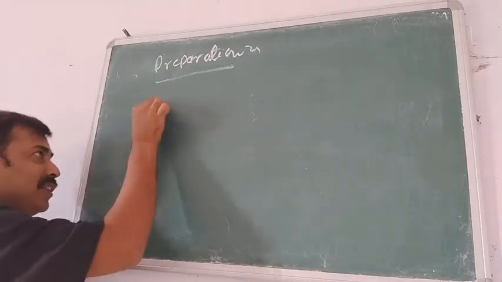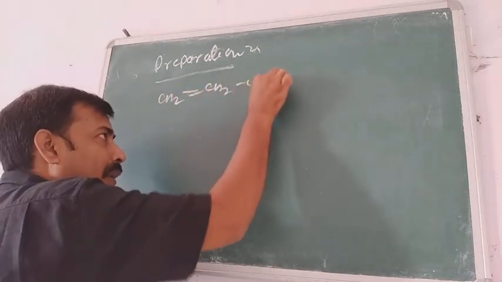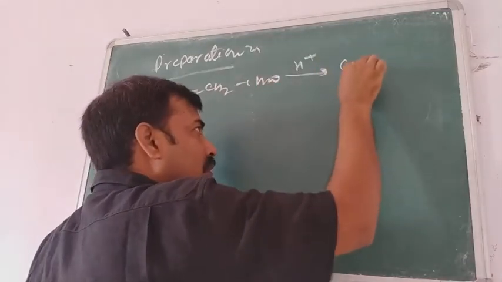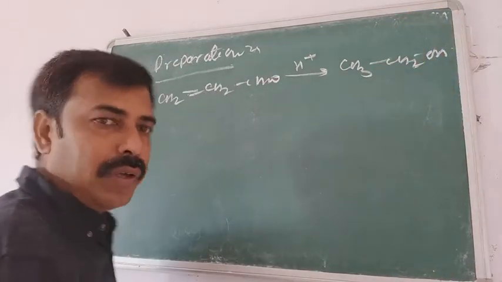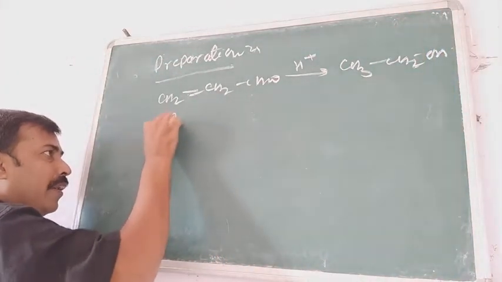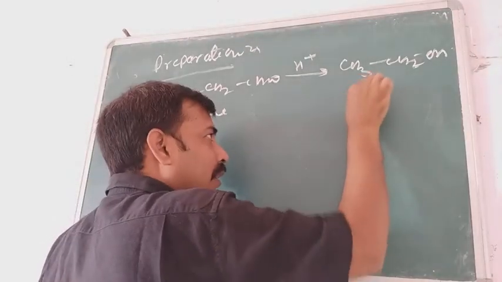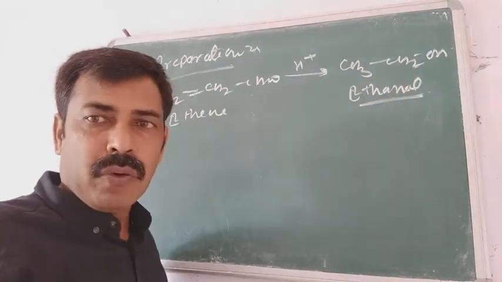When alkene is treated with water, that is the acidified water, it forms CH3CH2OH, that is an alcohol. The reactant is ethene and the product is ethanol. The reaction follows the Markovnikov rule.